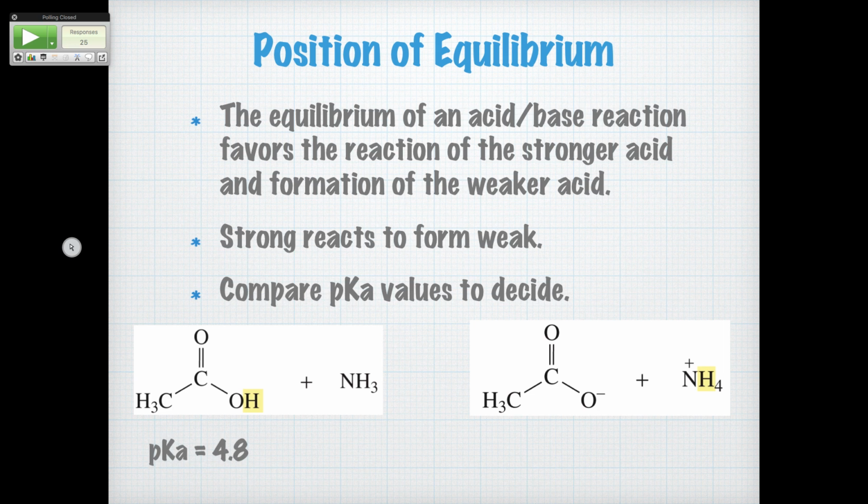So here is the pKa of acetic acid, 4.8. Okay, you might not have known that. That's okay. And over here is the pKa of the conjugate acid. Notice we're not trying to find the pKa of acetate anion. Okay, it's the conjugate acid. So you have an acid and a base on both sides. So which one is the stronger acid?